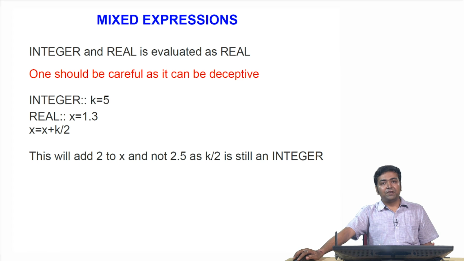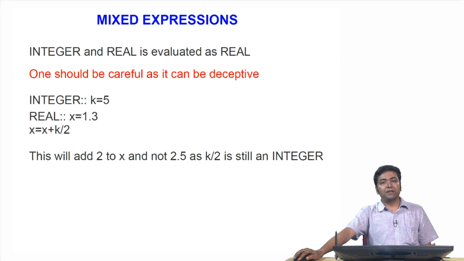So, for example, I have an integer variable k equals 5, then I have a real variable x, where I assign the value x equals 1.3, and I want to reassign the value of x to x plus k by 2. Now, one might think that with simple maths, k by 2 will be 2.5, and if I add 1.3 to it, I will get 3.8.